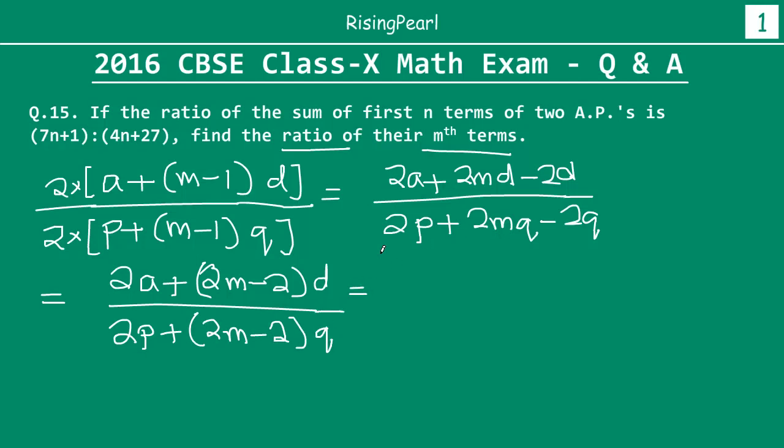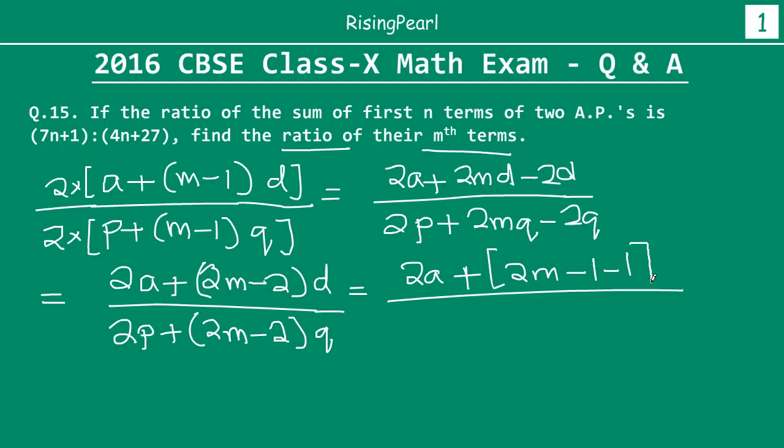Now what we are going to do is write this a little differently, and you will see why we are doing that. So it will be 2a plus, now 2m, instead of minus 2 we are going to write minus 1 times d, because it's minus 2, so we are writing minus 1. Similarly, whatever we are doing in the numerator, we are repeating the exact same thing in the denominator. So it will be 2m minus 1 times q. The reason we are doing that is because we want to group this separately like this.